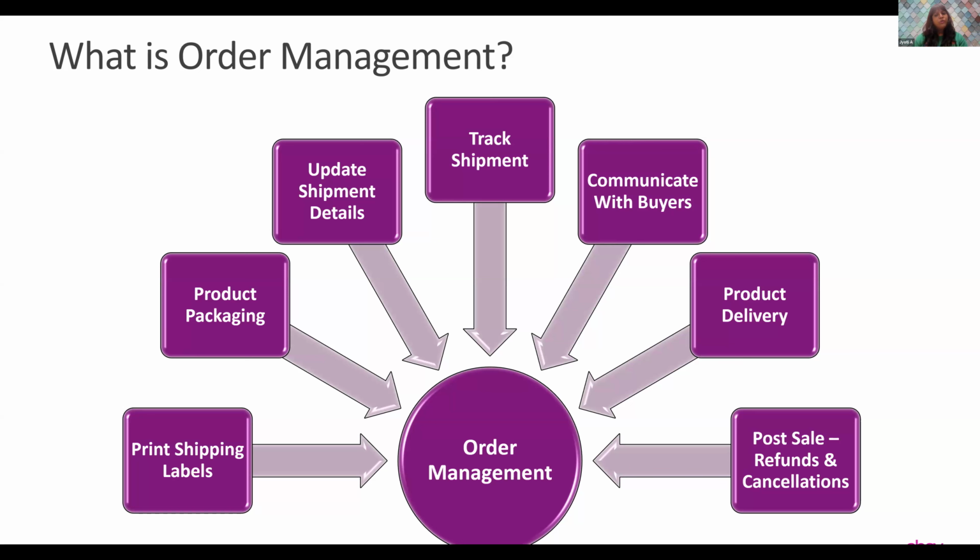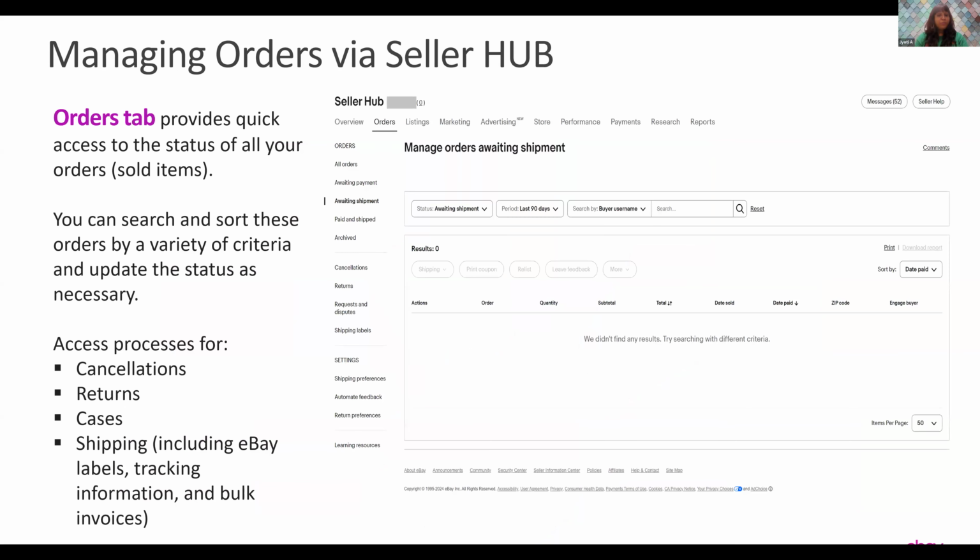Now that you know what order management is, how are you going to manage it? Well, now that we've understood what are the various components of order management, getting an overview on how you can manage this is through your orders tab in Seller Hub. The orders tab within Seller Hub will help you to find all the information on the current and recent orders, which means all your selling activity will be on one screen.